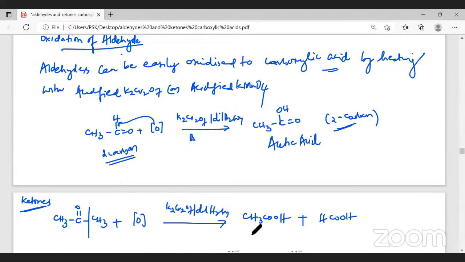Now here, if you observe, the ketone has 3 carbon atoms, but the products have 2 and 1. So whenever ketones are oxidized, we get carboxylic acids containing fewer carbon atoms. Remember, aldehydes will give the same number of carbon atoms. Ketones will give carboxylic acids containing fewer carbon atoms.